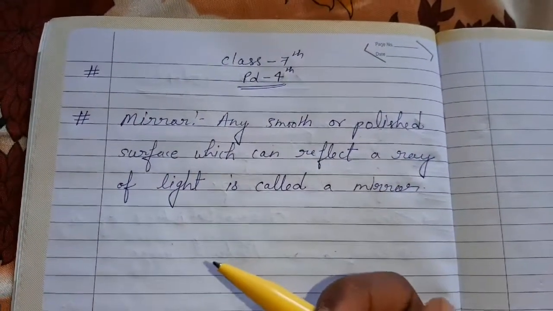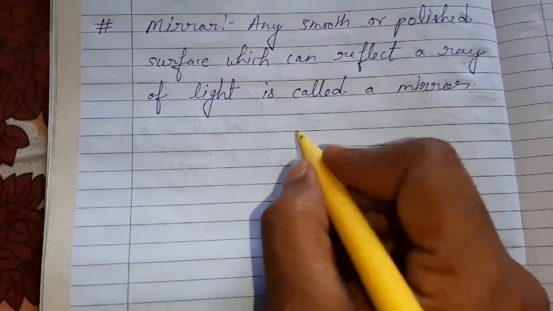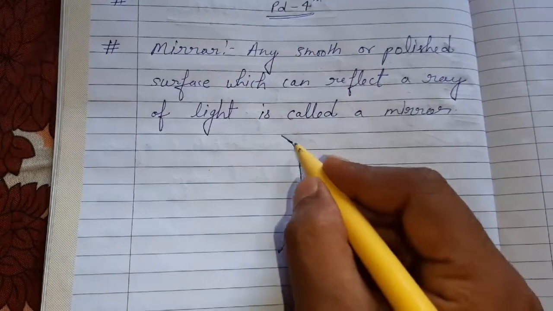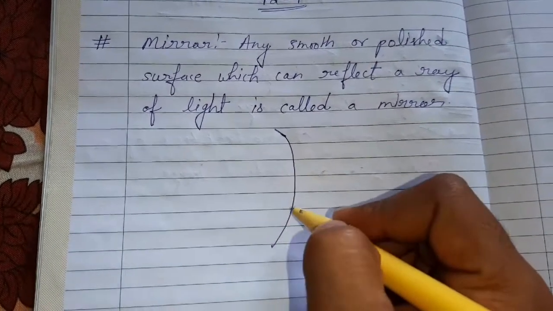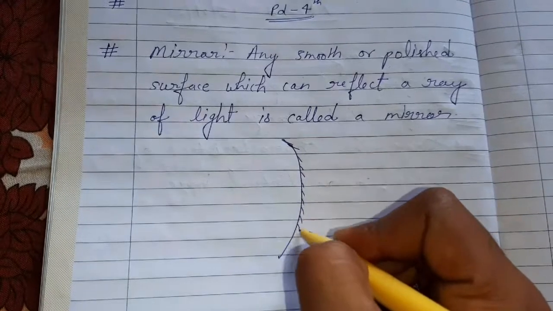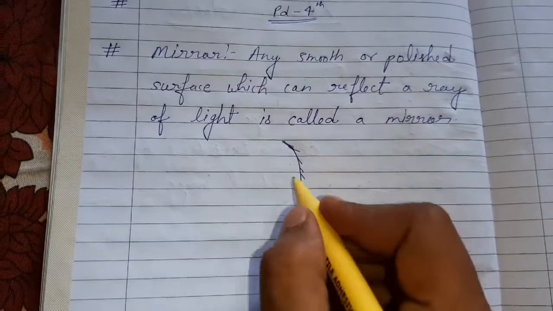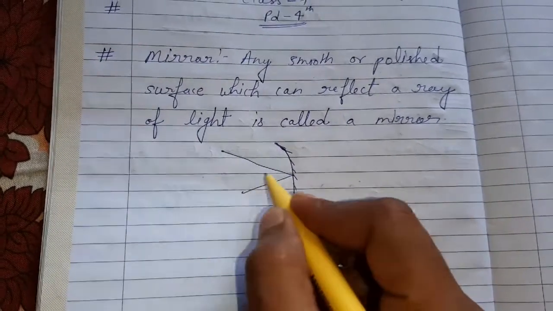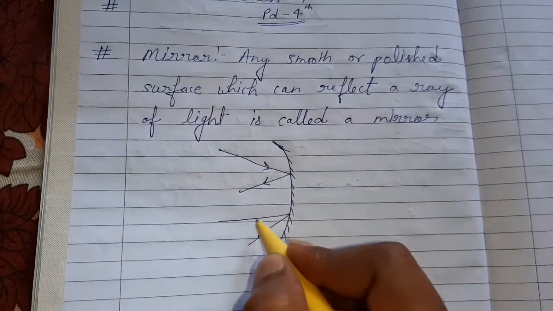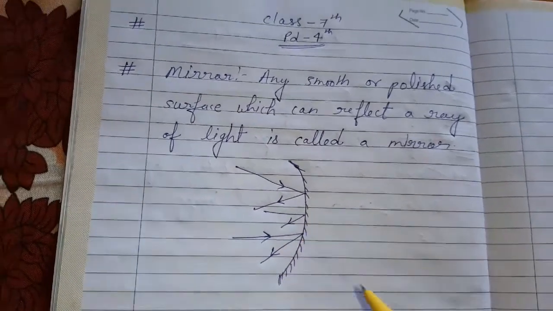What is a reflecting surface? So here you can see this thing. This is the object, and here in the back side it is polished with the paint, and this is the reflecting side.